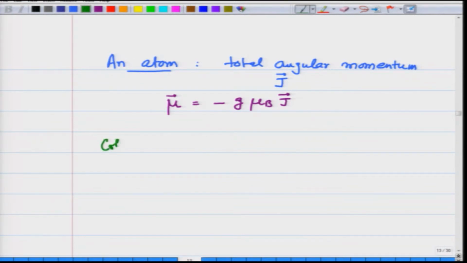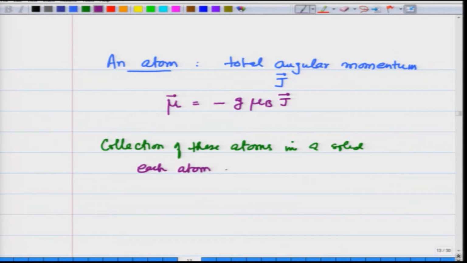Now, we have this collection of these atoms in a solid. Then, if I apply a magnetic field, each atom develops a magnetic moment. And assuming that these atoms or these magnetic moments do not interact with each other, each atom is giving its own magnetic moment.